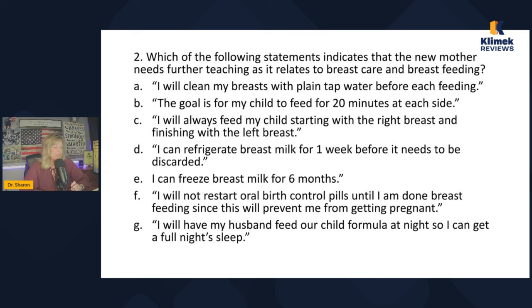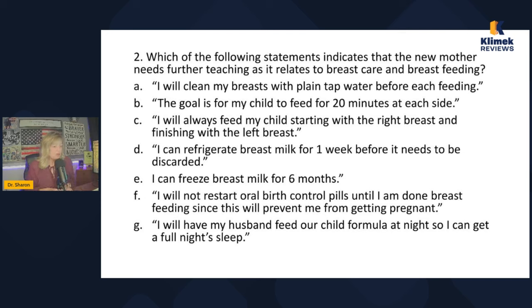I will always feed my child starting with the right breast and finishing with the left breast. That is not true, actually. So she wants to start with the side she finished on the last time. So if she does right, left, the next time she does left, right, and the next time she does right, left, and the next time she does left, right. And that's probably so that maybe the baby eats more at the beginning, so she can try to even those things out, I guess. So C is false.